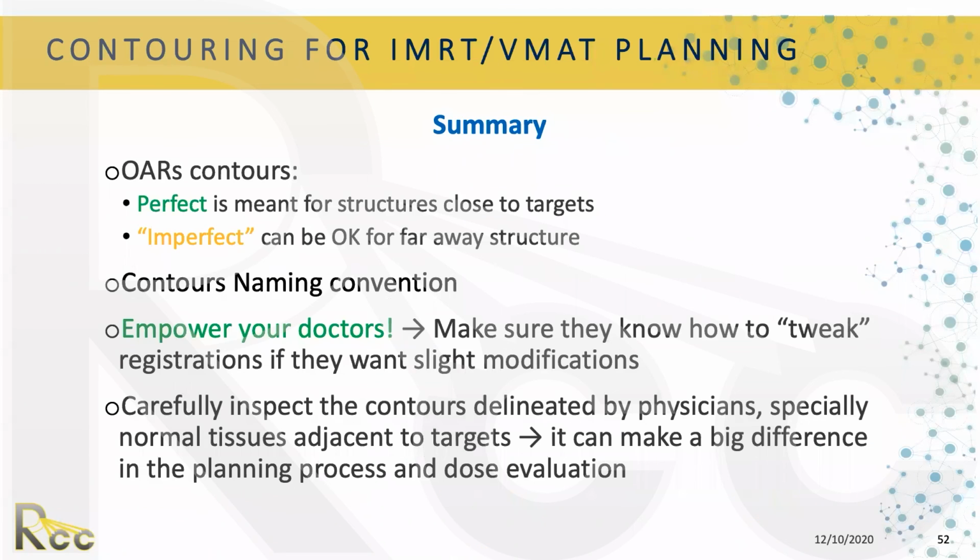So as a summary, remember that I told you about OR contours: everything needs to be perfect, but imperfect can be acceptable when it's far away. It's important to create your own contour naming convention. Empower your doctors when you're doing fusions to make sure they know how to tweak the registration if they need to do modification. And carefully inspect the contours, especially if you're using auto segmentation tools.